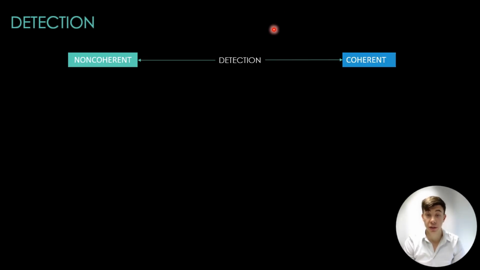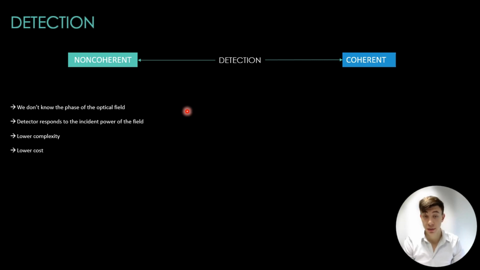In free space optical communications, the detection process is crucial for extracting information from the received optical signal. Let's explore the two primary detection methods, non-coherent and coherent detection. First, non-coherent detection. In non-coherent detection, the receiver doesn't need to know the phase of the incoming optical field. The detector simply responds to the incident power of the optical field, effectively measuring its intensity. The advantages are lower complexity: non-coherent receivers are simpler in design and implementation. Low cost: due to their reduced complexity, non-coherent systems are typically more cost-effective.